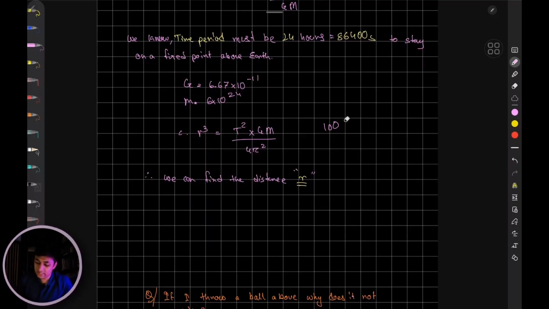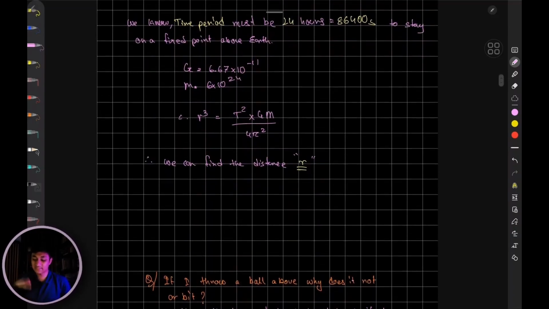Same formula. So you're going to use 100 squared times G times the mass of Earth divided by 4 pi squared, and if you take a cube root over here, you're going to get the radius or the separation for that object to be in orbit with a time period of 100 hours. So that's how you can find the distance.